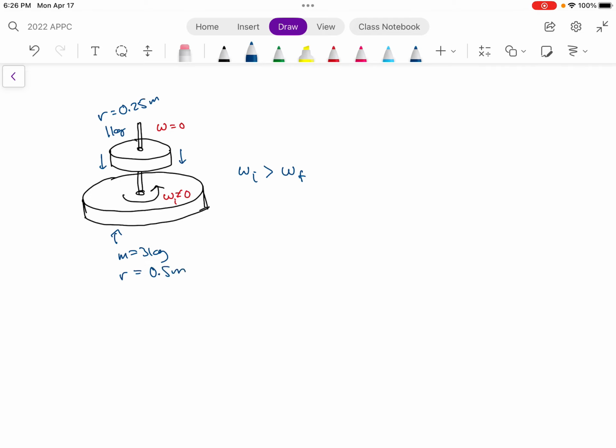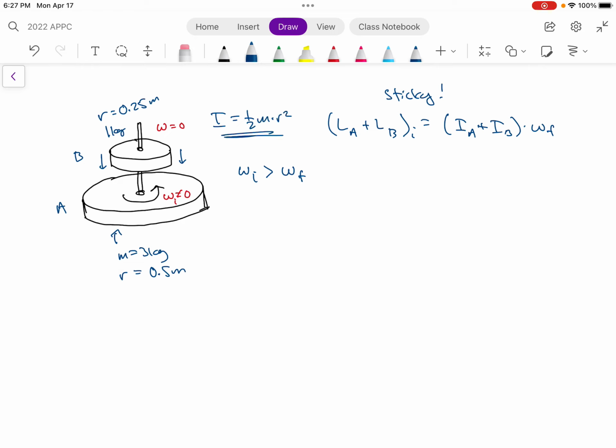If I wanted to set this up as an angular momentum problem, let's call these objects A and B. I'd have the angular momentum of A plus the angular momentum of B initially equal to the I for A plus the I for B times some final omega F. This is going to be a sticky, perfectly inelastic interaction. And for both of these, since they're solid disks, the I would be 1/2 m r squared. That's our go-to equation there.